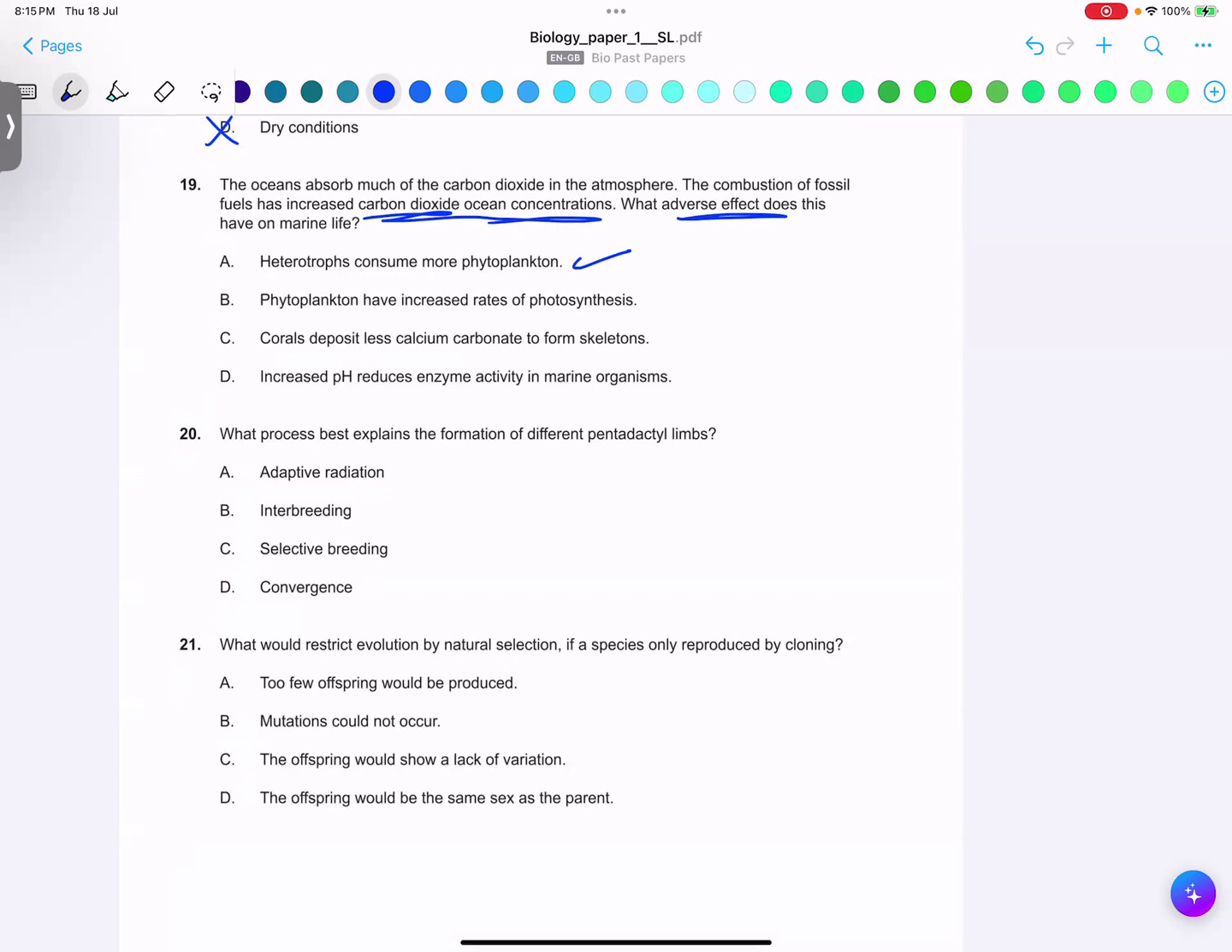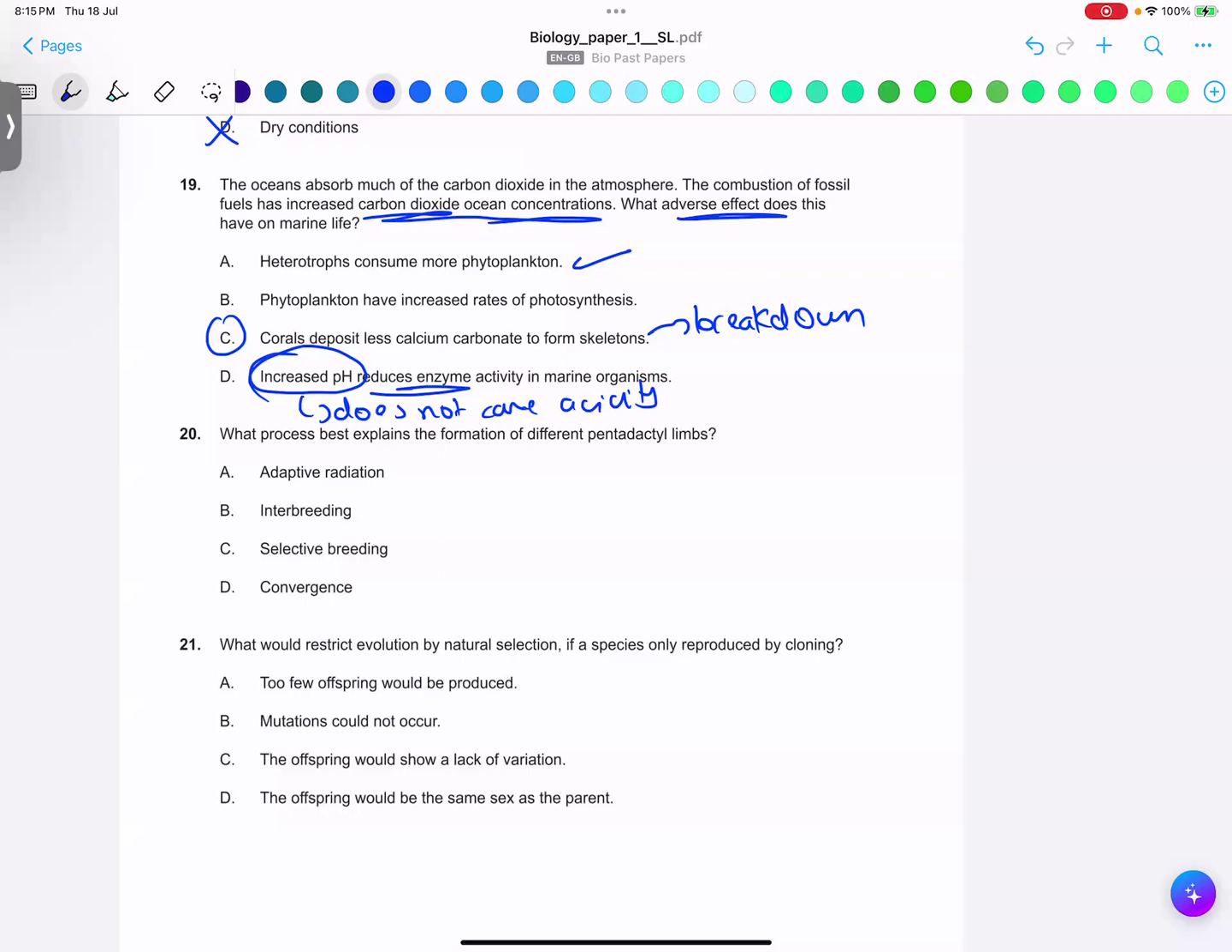Phytoplankton have increased rates of photosynthesis. No, this is not our answer. Coral deposits less calcium carbonate to form skeletons, and it also causes the breakdown of skeletons as well. This is true. An increased pH reduces enzyme activity in marine organisms. No, but this does cause acidity. Oh no, sorry. It does reduce enzyme activity, but not because of increased pH. What happens is it becomes more acidic, but increased pH does not cause acidity. So the answer is in fact C.